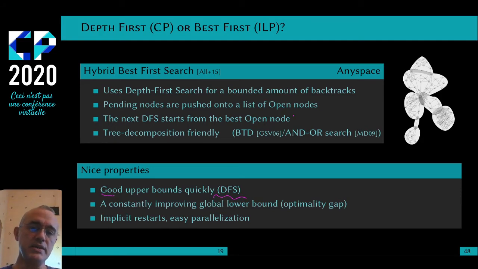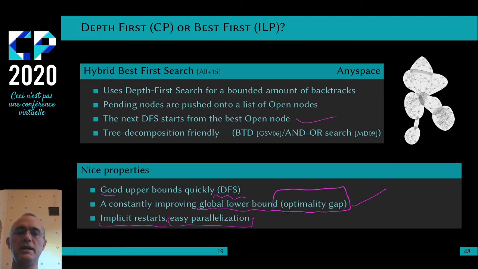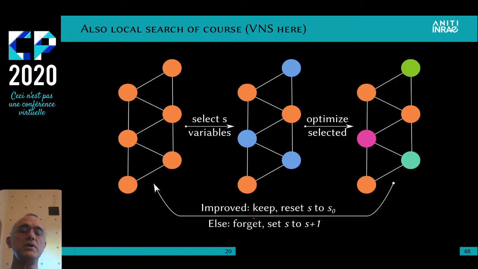And because it does this best first search, it can produce an improving global lower bound. So it gives an optimality gap as Cplex or ILP solvers. These DFS probes provide implicit restarts, and they also offer an easy way to parallelize. Now, if HBFS cannot solve your problem, you can go to local search, of course.